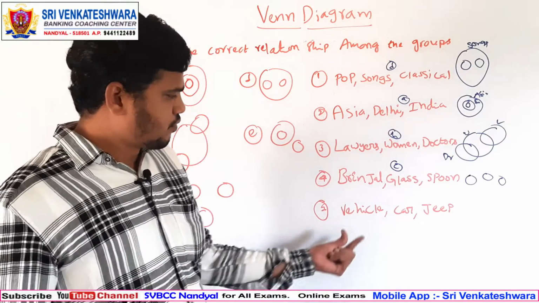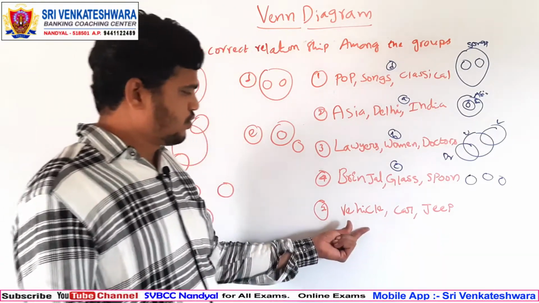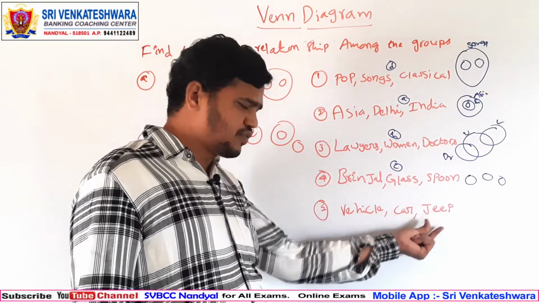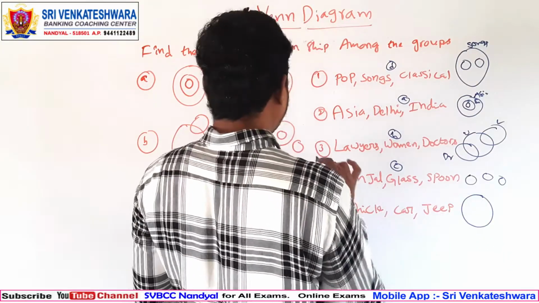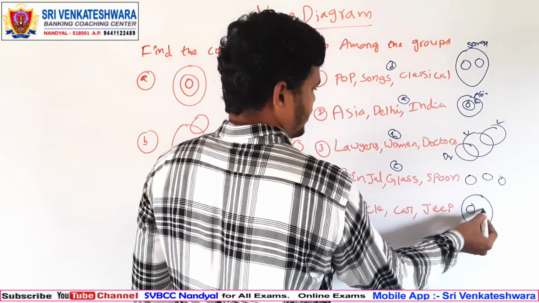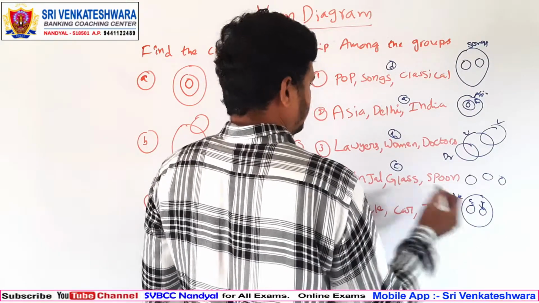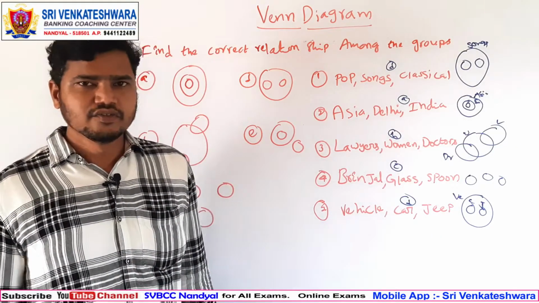Next, vehicle, car, jeep. In the category vehicle, these are the categories of the vehicle. So this is the vehicle. Car is different, jeep is different. Vehicle, this is car, jeep. So option D for this one.